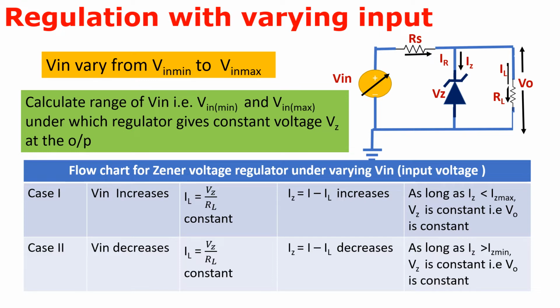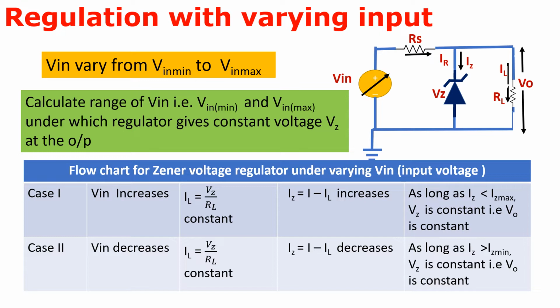First case, if V in increases, as the load resistor is constant and my Vz, or Vo, is constant, the load current will be constant because Vz upon RL is constant. Now see the Zener current.